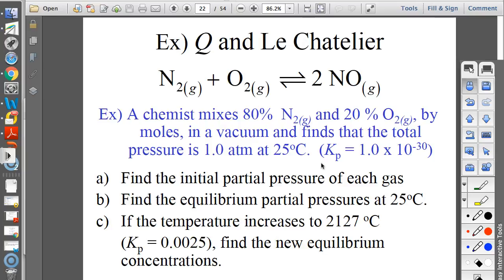So I'm going to have to do some math and get the first row of my ice table, because that's where I'm starting. This is where I started. And then it's asking me to find equilibrium, right? So this is an ice table. That's the difference. Anyway, if I have 80% nitrogen and 20% oxygen and the total pressure is 1 atm, then I guess I have 0.80 atm and 0.20 atm. Can you do that math? You'd have to show that math.